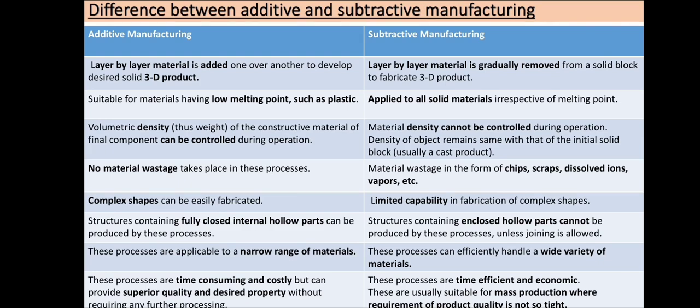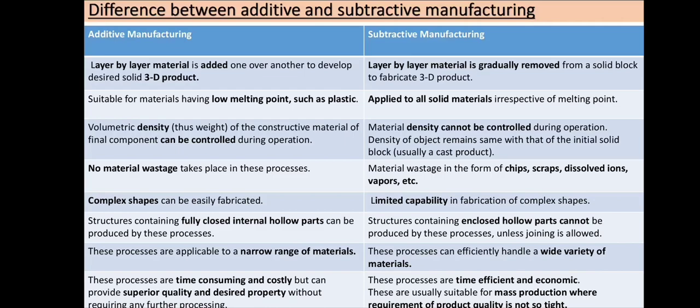There is no material wastage in the additive manufacturing process, but in subtractive manufacturing, burst chips, deposited ions, dissolved ions and vapors are formed. That is why there is material wastage. Complex shapes and fully enclosed internal hollow parts can also be formed by additive manufacturing, but subtractive manufacturing has limited capability to form complex shapes. Even so, we can form a fully enclosed hollow part if we use a joining process to join two hollow parts together.